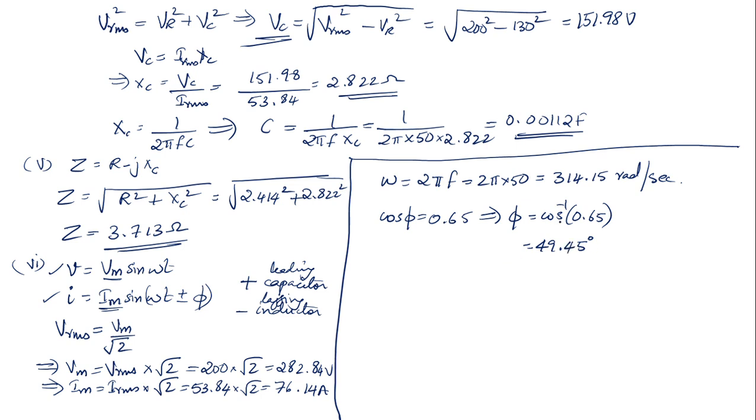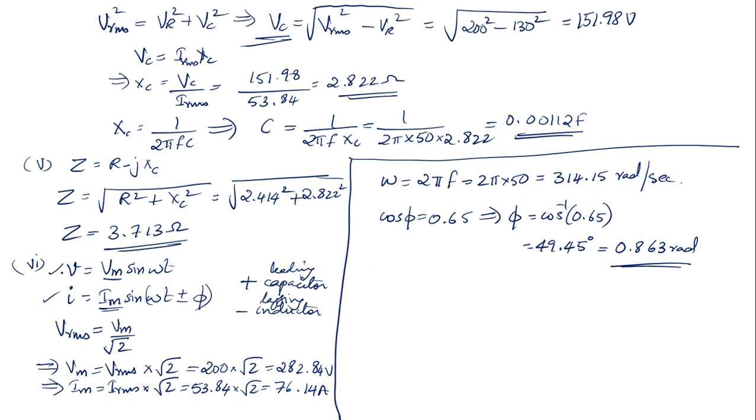49.45 degrees, but you see over here the value of omega is in radians per second, and because of that the value of phi should also be in radians. You can use your calculator to convert the degrees into radians, and you can get the value as 0.863 radians. You can just do the conversion in your calculator. And finally, you just rewrite the equations.